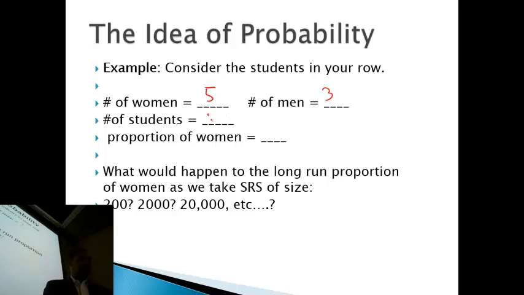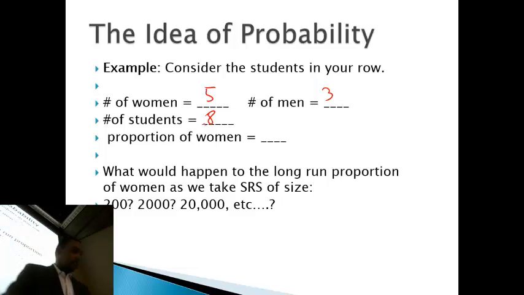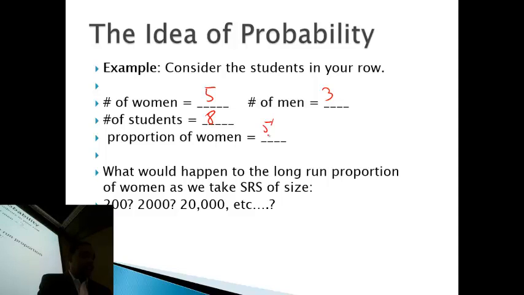In our case, we had 8 students. What percent were women in my group? Or give me the fraction. What's that fraction? 5/8, right? Which is about 7.625, I think. Yeah, I'm not going to do that. Okay, so that's going to be 5/8, 0.625.